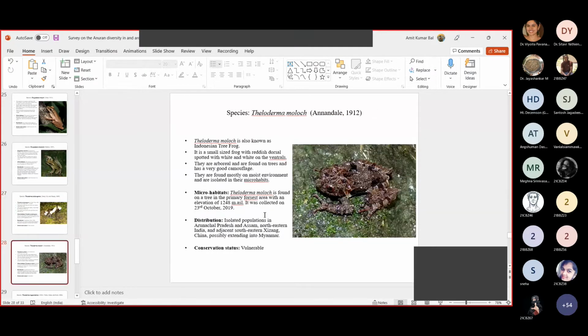We have the Theloderma moloch. It is also known as the Indonesian tree frog. It is a small-sized frog with reddish dorsals spotted with white on the ventrals. They are arboreal and are found on trees and have very good camouflage. They are found mostly in moist environments and are isolated in their microhabitats.